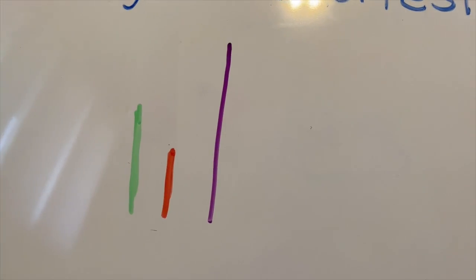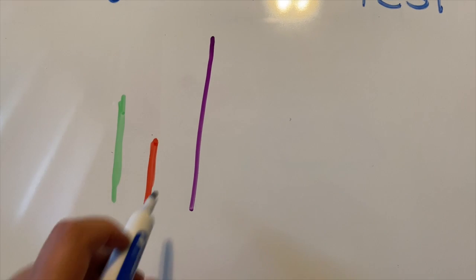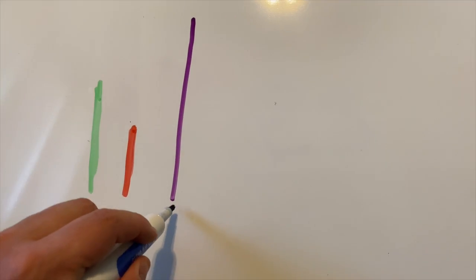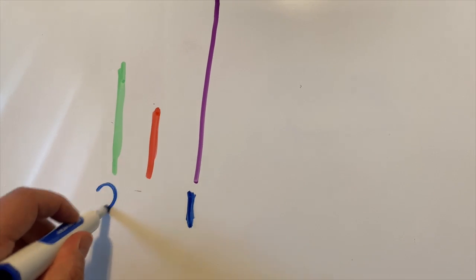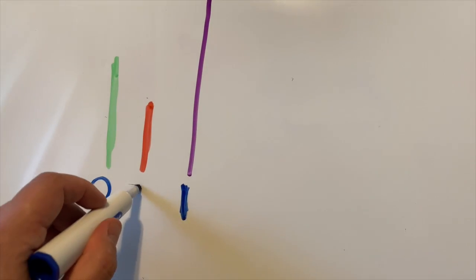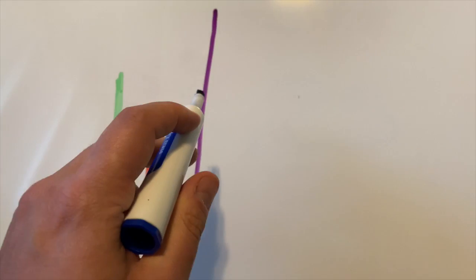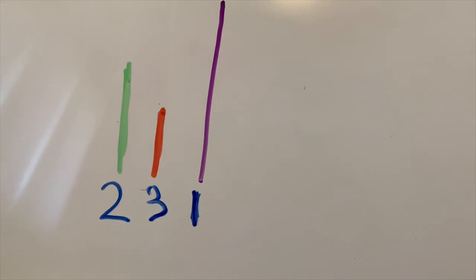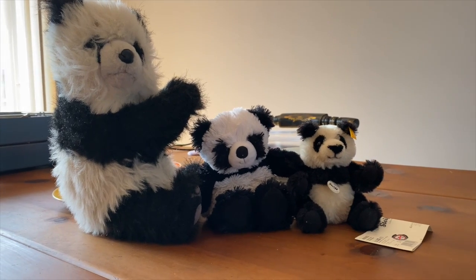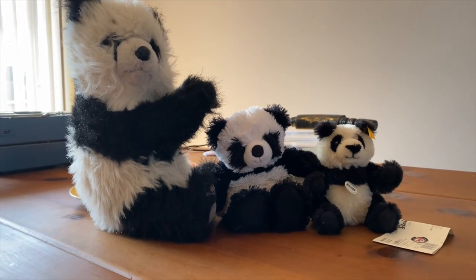But again, I don't always have them looking nice and in order like that, so now I'm going to put some numbers underneath. So tallest to shortest, well then number 1 is going to be purple because it's the tallest. And then green's going to be number 2 because it's in the middle. And then number 3 will be red because it's the shortest. That's going from tallest to shortest right there. And you can see that we have our panda friends put in order from tallest to shortest now.